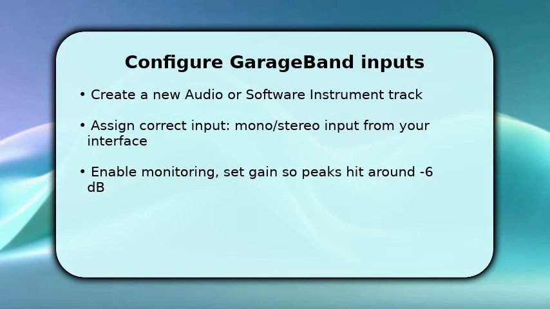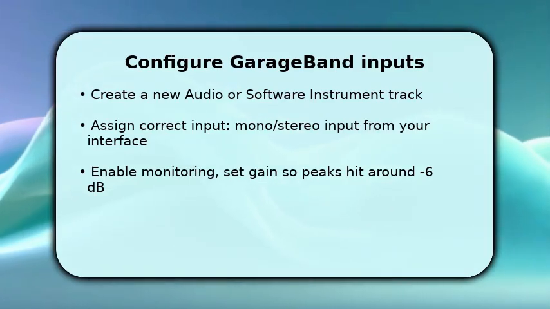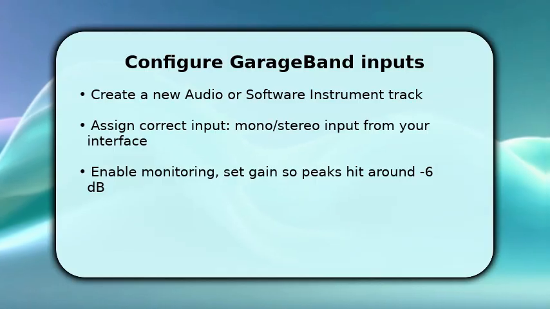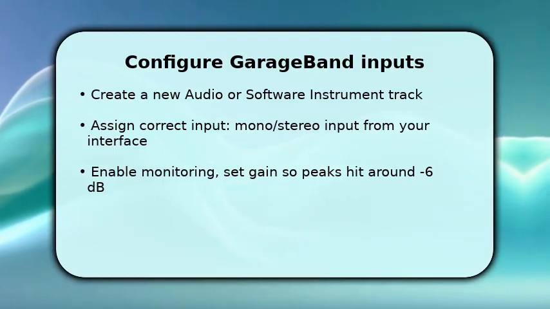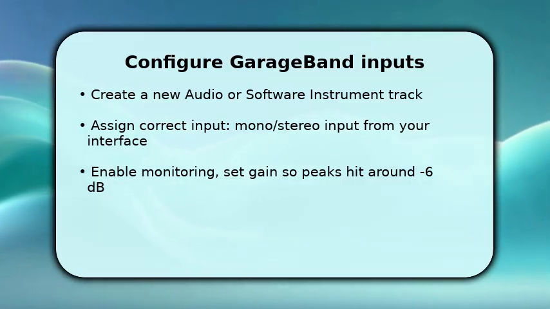Now set up your tracks. Create an audio track for direct piano recording or a software instrument track if you're using MIDI to drive virtual pianos. Then assign the track's input to the interface channel you used. Once assigned, enable input monitoring so you hear the piano through GarageBand while playing.